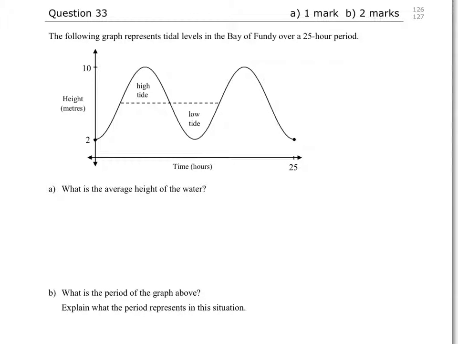Question 33. The following graph represents tidal levels in the Bay of Fundy over a 25-hour period. So it is a sinusoidal graph. You can see that the graph starts off at a low of 2 meters, and then it's increasing, reaching a height of 10 meters. And you can see that it actually goes through 2 full cycles by the time it reaches 25 hours. So it's not just one cycle, right?